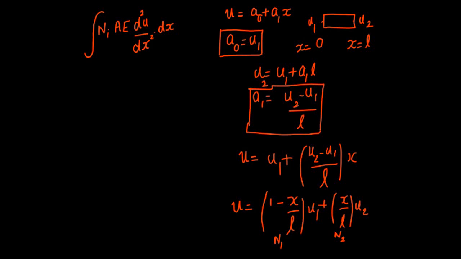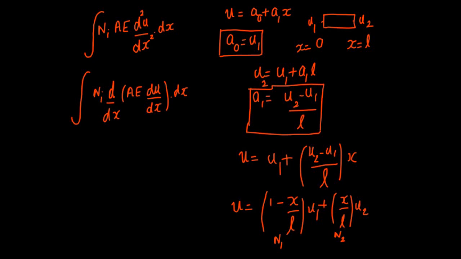Now all I'm going to do is plug the value of N1 first. But before I do that, I'm going to take this d by dx outside. So it's going to be like d over dx into AE into du over dx with respect to dx. That's right.